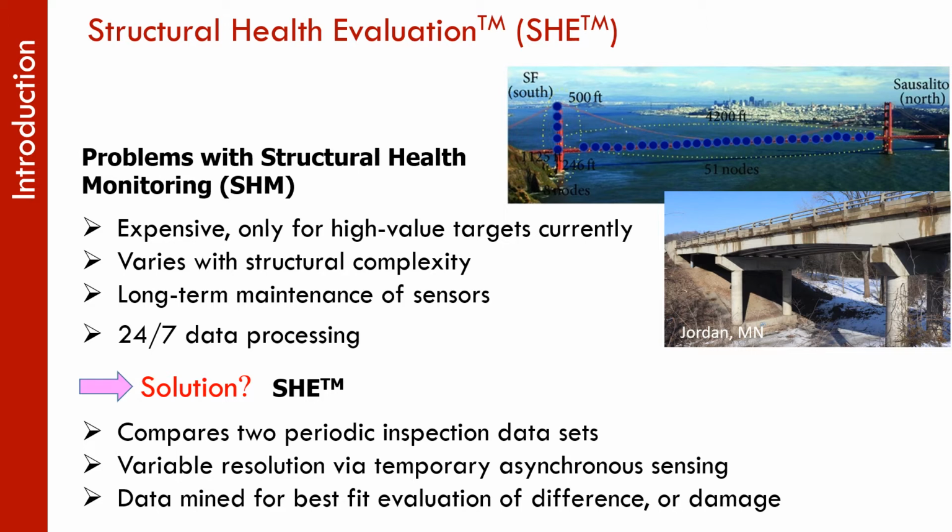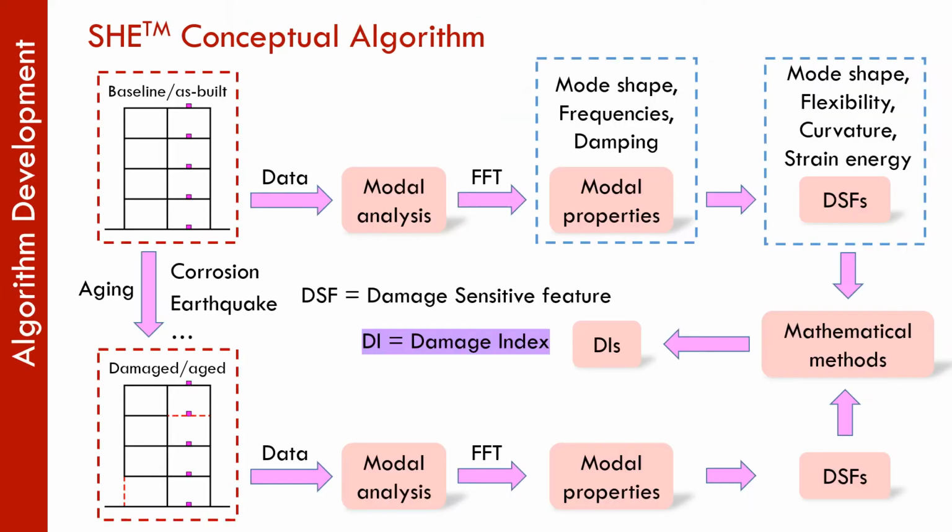Here you take two periodic inspections, perhaps 2 years apart, perhaps 10 years apart. The resolution is based on the number of sensors you have, and the excitation can be asynchronous because it's based on a modal method. And the data is then mined by the genetic algorithm to locate the damage as the difference between the two data sets.